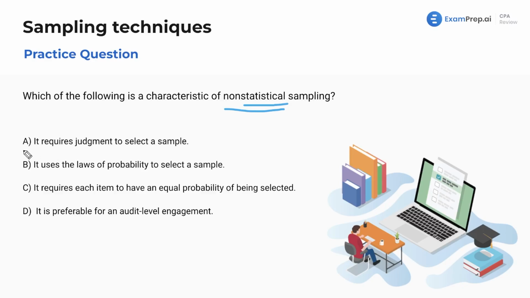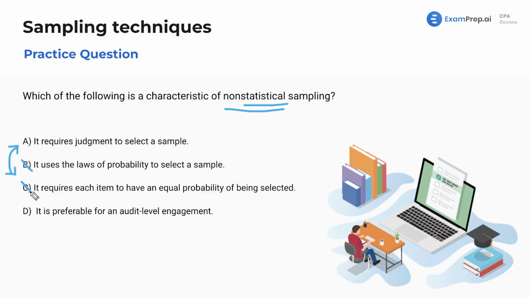And as it's qualitative, you're going to likely use judgment rather than calculations to determine it. And while I like letter A, let's keep reading along. It uses the laws of probability to select a sample. That sounds quite quantitative, and as such, we would use that likely for statistical sampling. Let me cross that off. Next, it requires each item to have an equal probability of being selected. Again, if you're thinking about it, that's directly contradictory to letter A, so I don't like that either because letter A sounds pretty good.